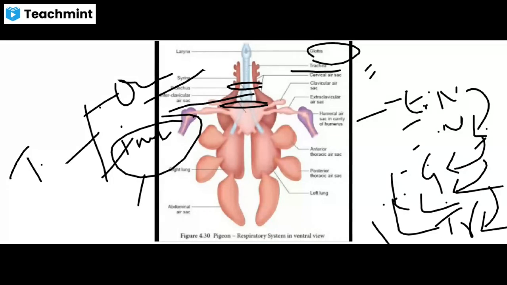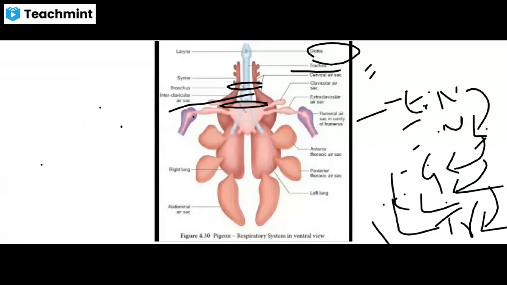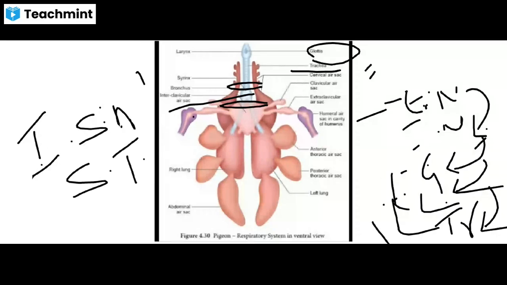The production of sound is controlled by 2 pairs of muscles. In birds the production of sound is controlled by 2 muscles. They are intrinsic pharyngeal muscles and sternotracheal muscles. First we will see the intrinsic muscles.